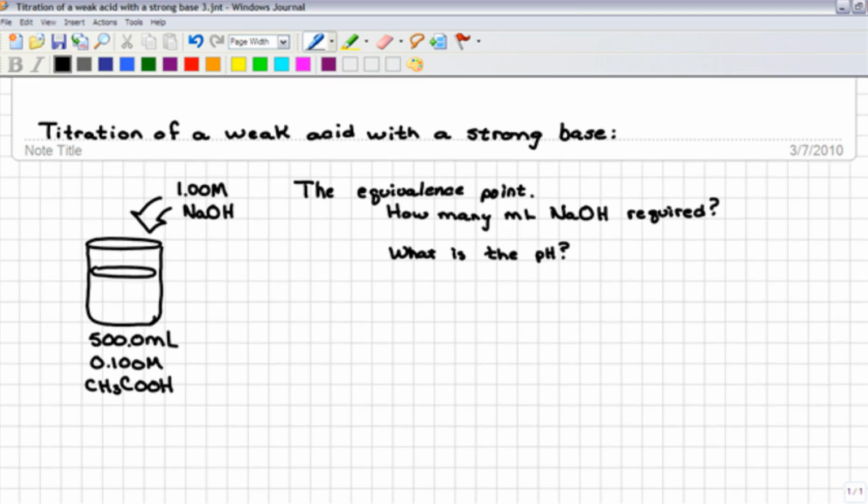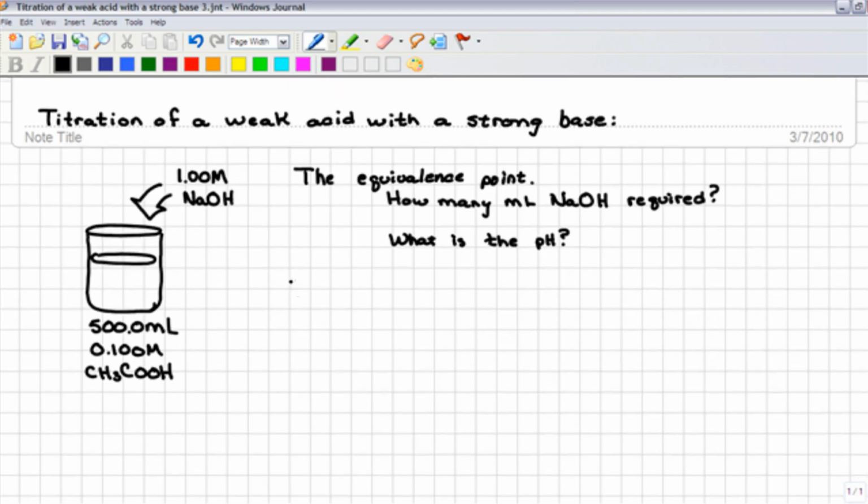Now, the first thing to recognize about the equivalence point is that it is the point where the number of moles of original acetic acid are now equal to the number of moles of sodium hydroxide that we add. That's the equivalence point. It's when equal molar amounts are available, and the acetic acid at this point has been completely consumed, as there are just enough acetic acid molecules to neutralize the added number of sodium hydroxide moles.